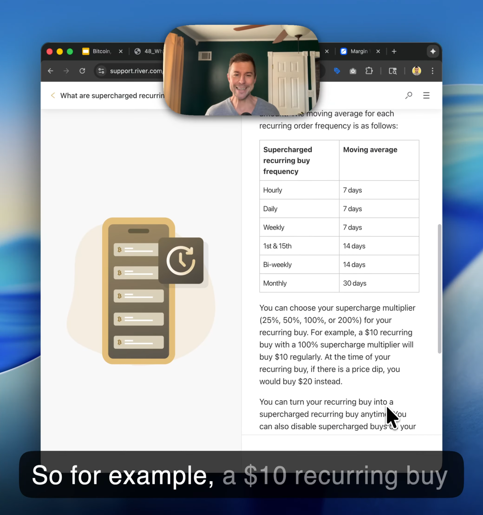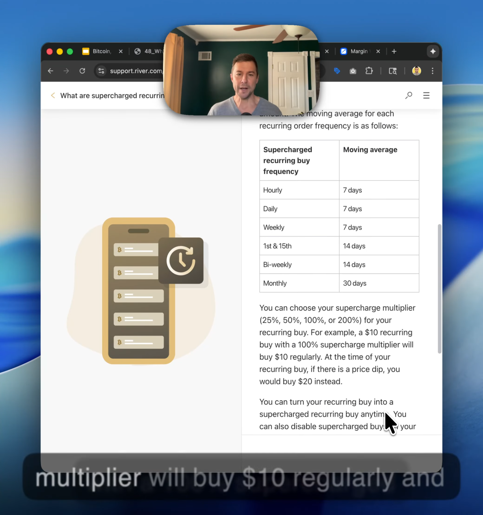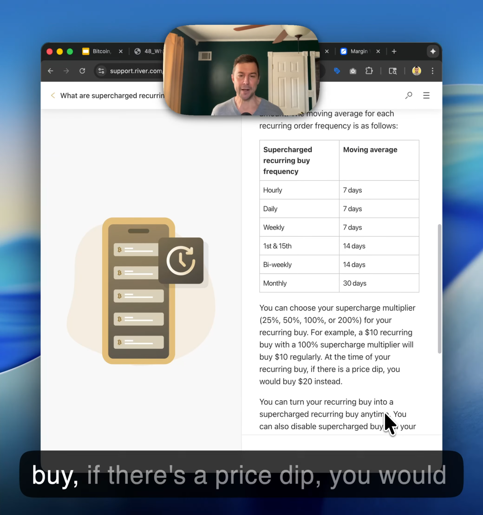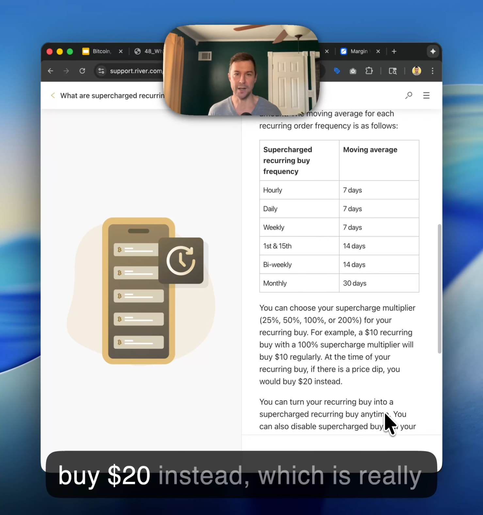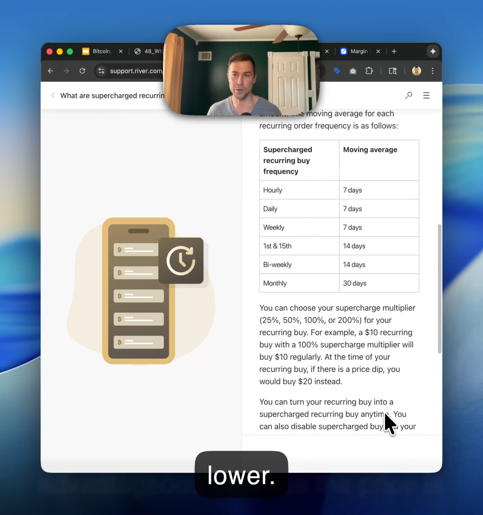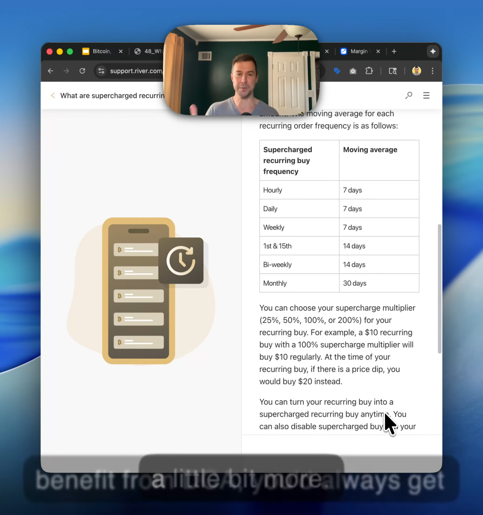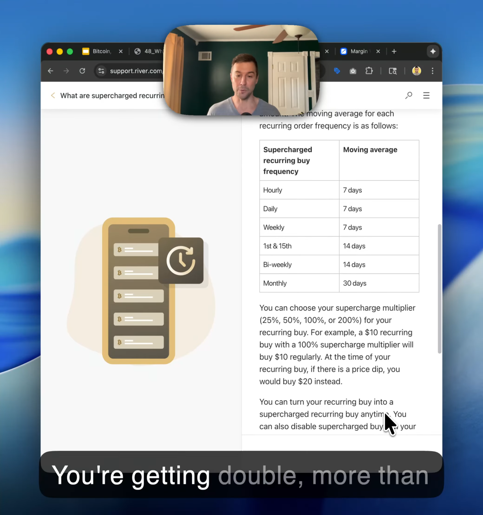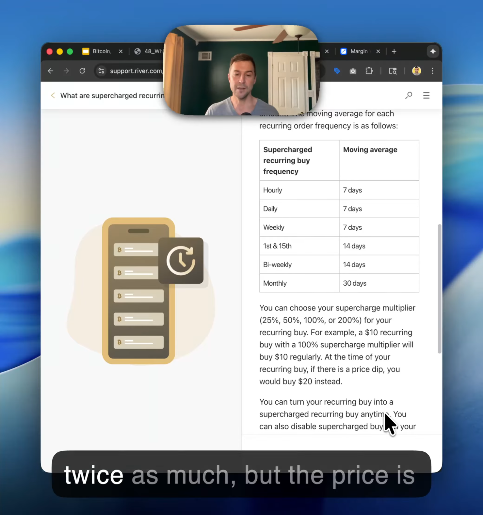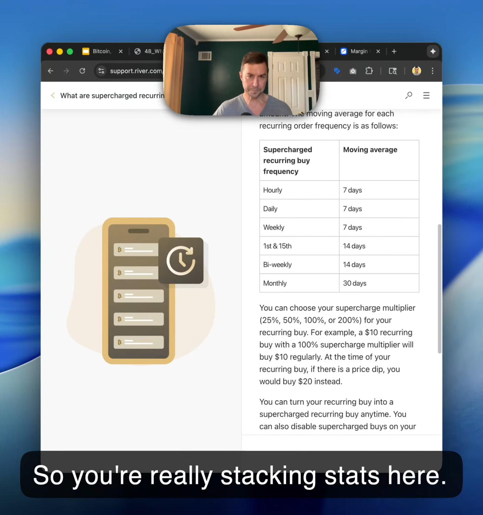So for example, a $10 recurring buy with a 100% supercharge multiplier will buy $10 regularly. And then at the time of your recurring buy, if there's a price dip, you would buy $20 instead, which is really advantageous because the price is lower. So not only would you get that benefit from DCA, you'd always get a little bit more. You're getting more than double, because you're putting in twice as much, but the price is lower. So you're really stacking sats here.